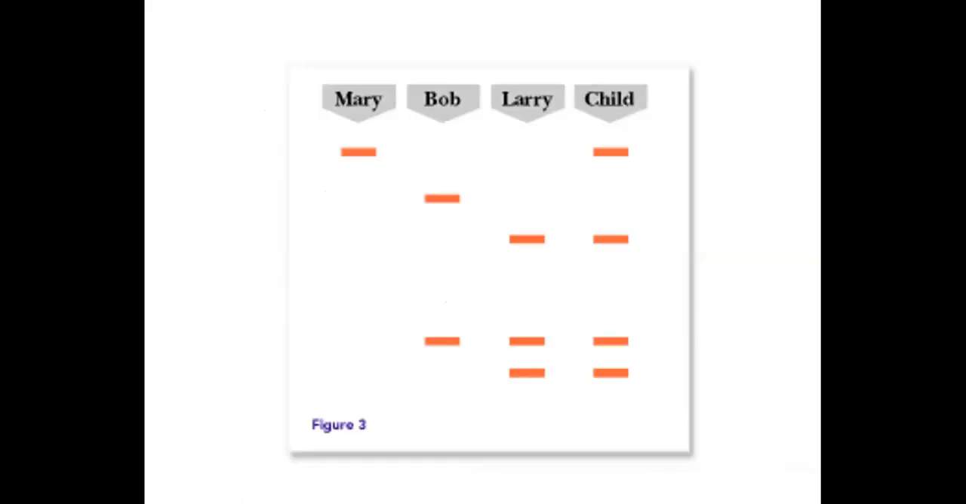All right, here's another one. We got Mary, Bob, Larry, and the child. So here's our band from the mom, matches the child, right? So who is the dad? Larry.